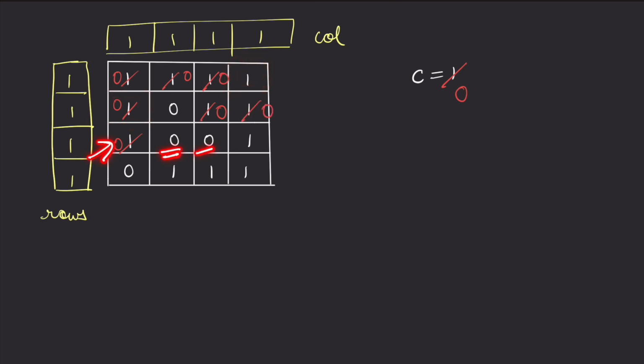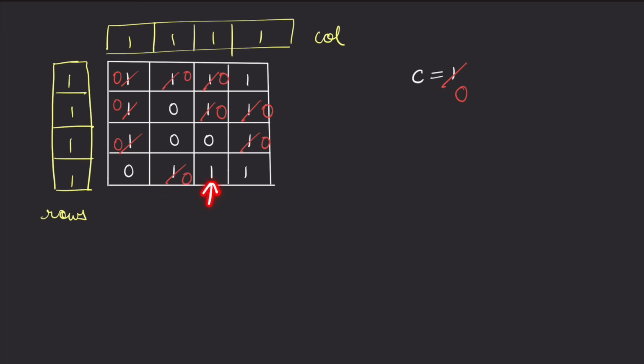This is already 0. This is also already 0. Now this is a non-zero. So you will check its column. So it is 1, but its row is 0. So this will also be updated to 0. Then you will check this. This is already 0. This is a non-zero. Its corresponding column is having a 0. So this will also be updated to 0.